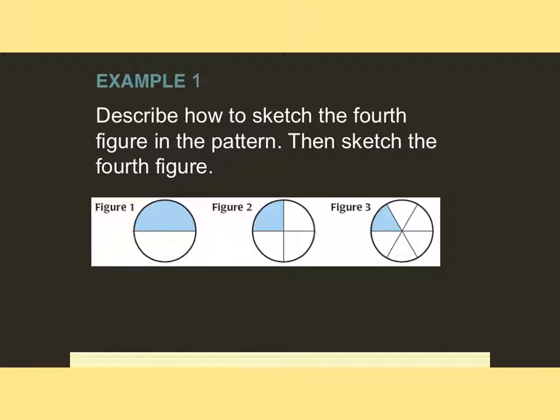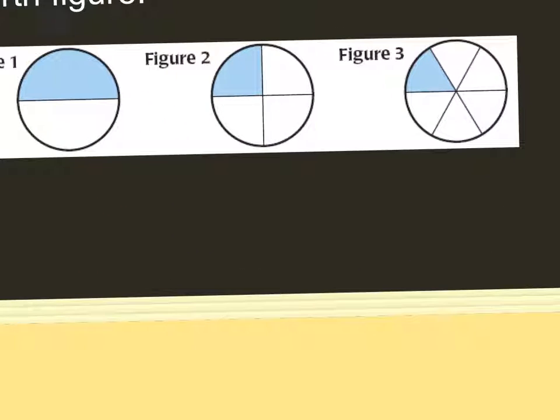So describe how to sketch the fourth figure in the pattern and then sketch the fourth figure. So if I look at figure 1, 2, and 3, what's the pattern that's forming here? Times 2, I mean, you're kind of right. Like I'm taking a circle for the first one and I've just divided it in half, yes? Then I've divided it an additional time the next time. Then I've divided it an additional time the next time, right? So if it went from 2 parts to 4 parts to 6 parts, what do we think the next one's going to be? 8 parts. And how much of that is shaded? 1 part.